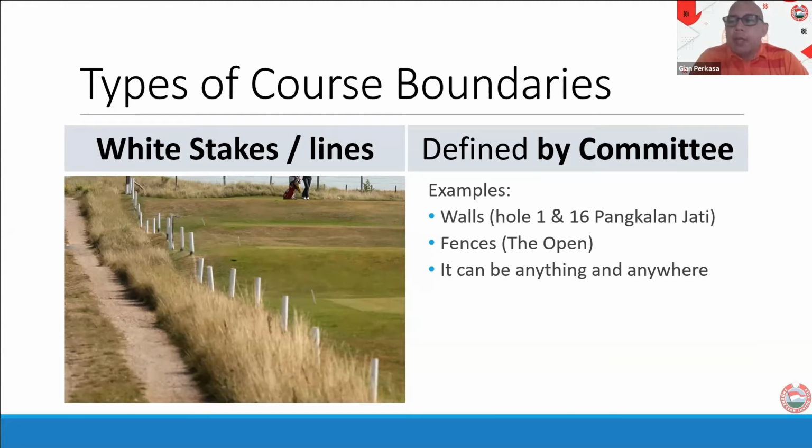Jadi kita tahu mana batas-batasnya yang diberlakukan oleh panitia. Itu aja. Terima kasih. Next, Jo. Yes, thank you, Gian.